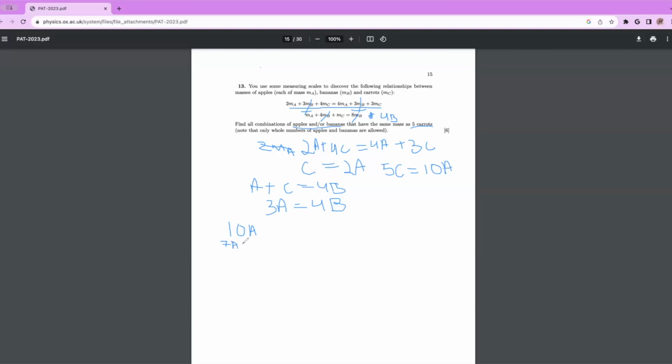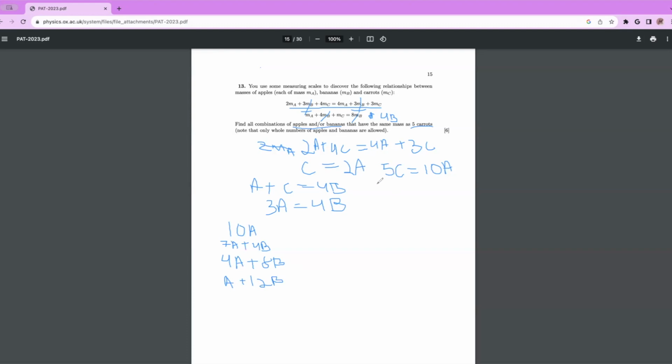Which means that we can also then look at the first subtraction of 3. We'll have 7a plus 4b, because 3 apples is 4 bananas. So you have 7a plus 4b. And then if we remove 3 more, we'll have 4a plus 8b. And if we remove 3 more, we'll just have that a plus 12b. And these are all equal to 5 carrot masses.